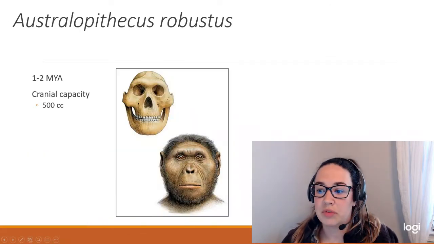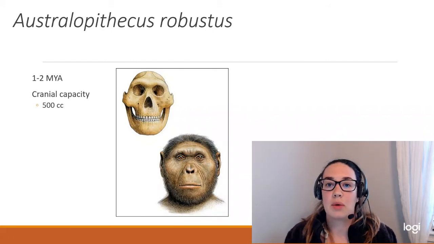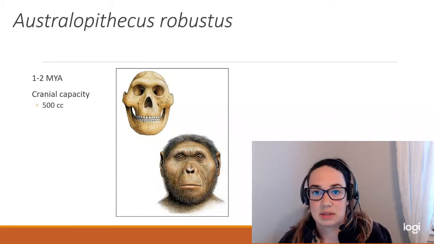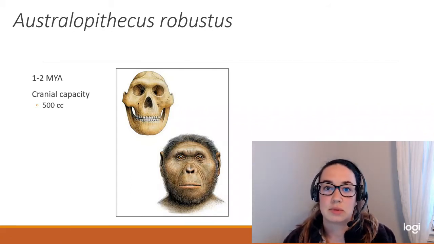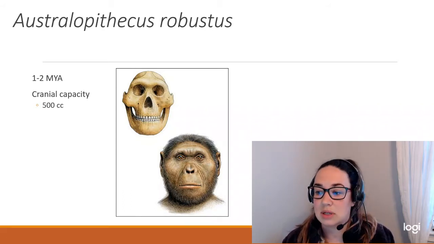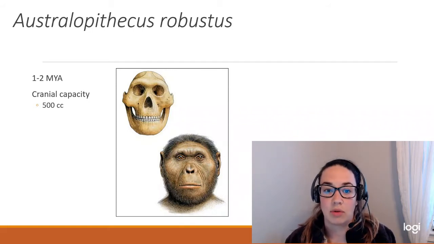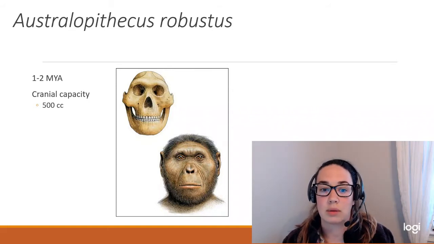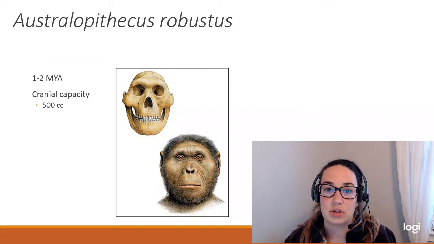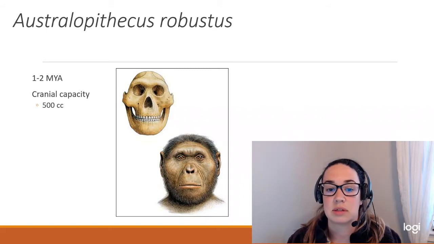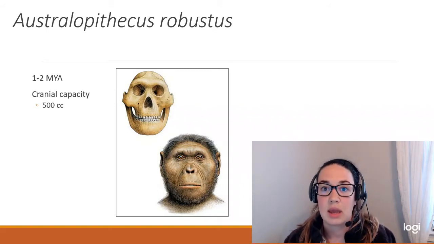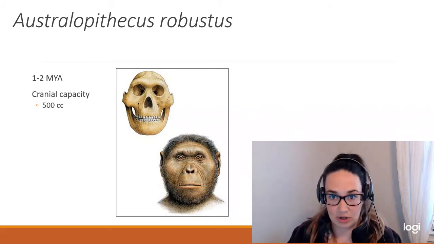Okay, so we're moving along here. Now we're at Australopithecus robustus. This particular species was around between 1 and 2 million years ago. As you can see, it's becoming more and more chimpanzee-like or human-like. It's evolving over time. Now this cranial capacity is right around the same as well, or a little bit more. It's around 500 cubic centimeters, and over time, it's going to increase more and more.